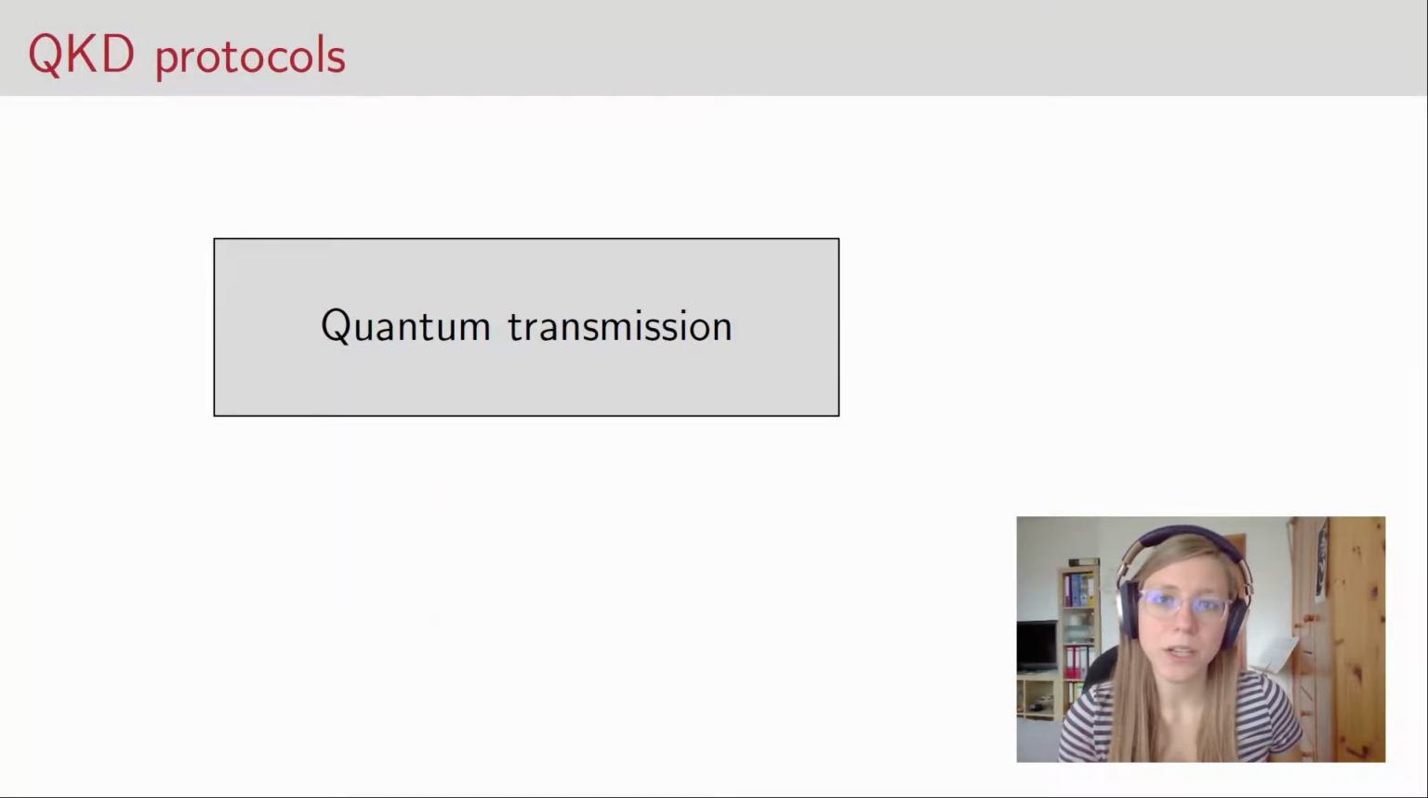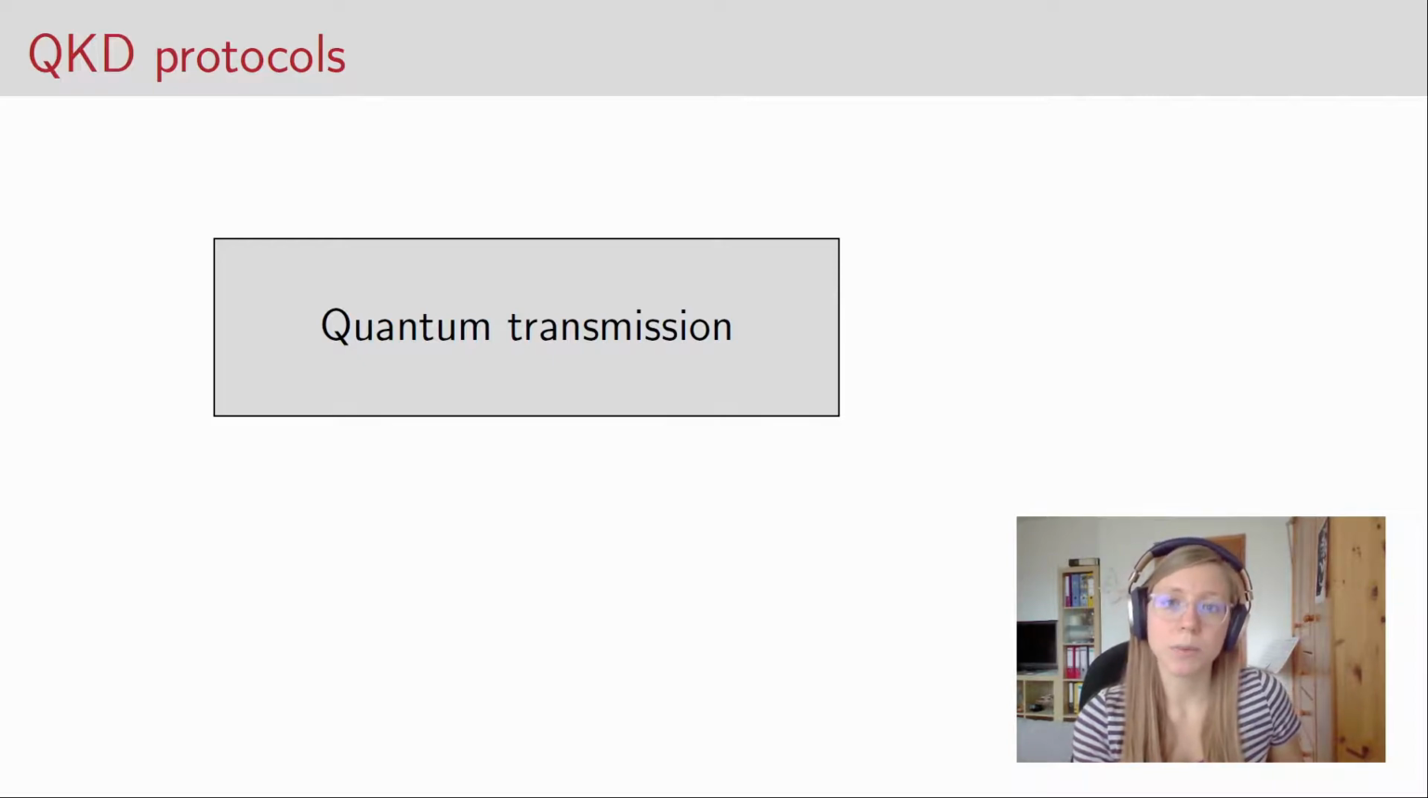The goal of a quantum key distribution protocol is to establish a secret key between two distant parties that we usually call Alice and Bob. Alice and Bob can then use this key to encrypt and decrypt messages, for example using the one-time pad procedure that we introduced in the first video.